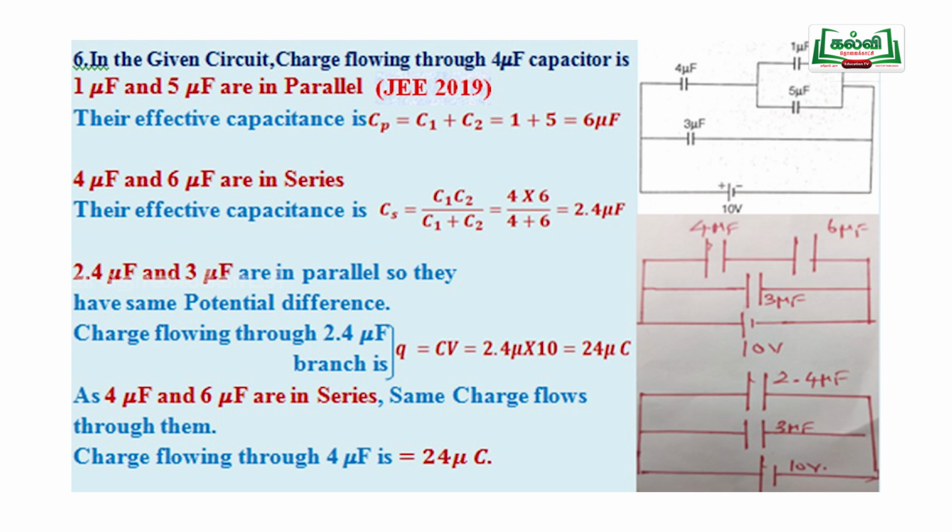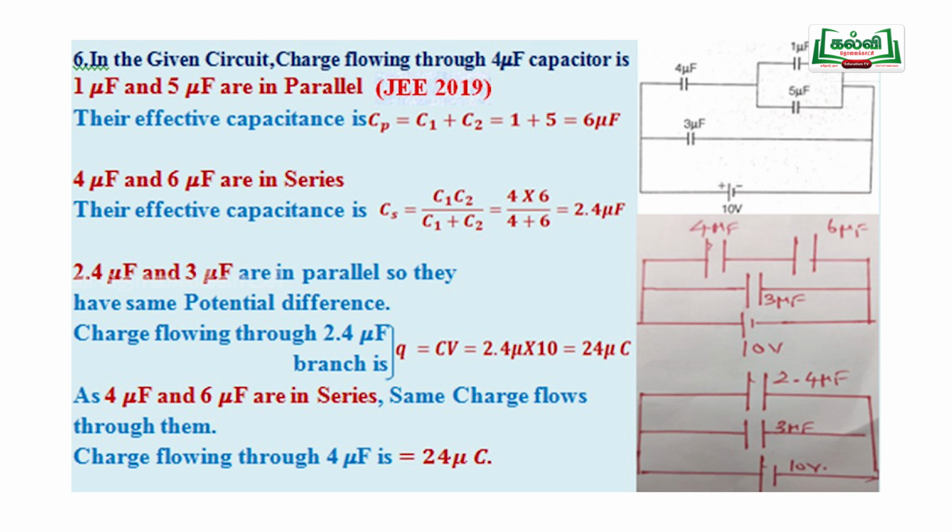Now, in this circuit, they are giving the circuit, what is the charge flowing through this 4 micro farad. 1 and 5 are in parallel. So, now listen. So, instead of 1 and 5 micro farad, what you can do? The two capacitors are in parallel. So, the effective capacitance Cp is equal to C1 plus C2, which is nothing but 1 plus 5, which is nothing but 6 micro farad. Now, 4 and 6 are in series. 4 micro farad and 6 micro farad are in series. So, their effective capacitance is C1 C2 by C1 plus C2, which we reduce it as 2.4 micro farad.